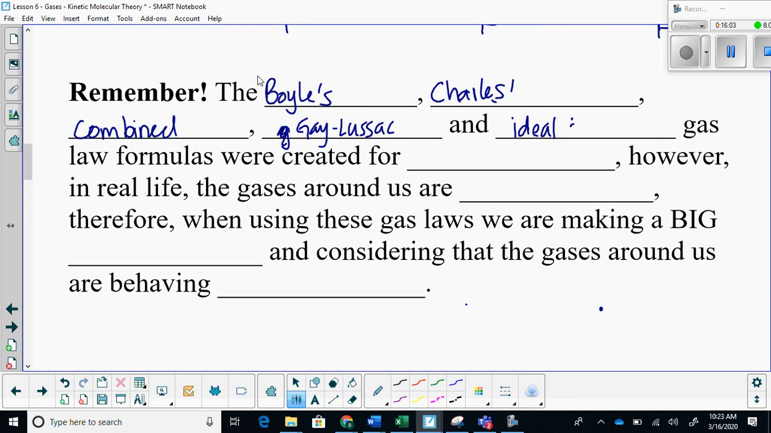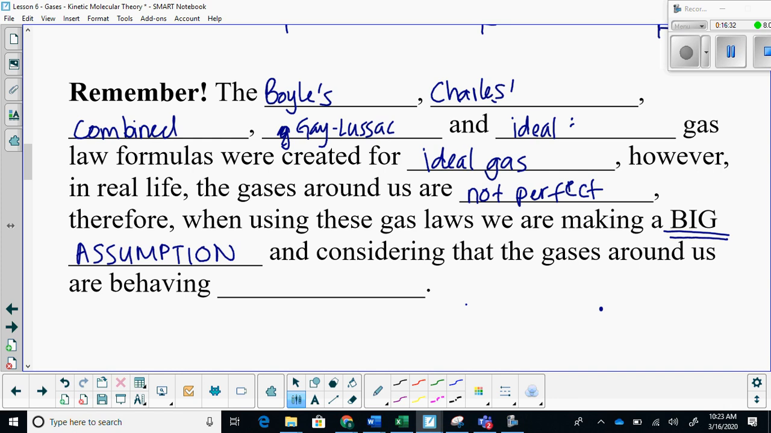And the ideal gas law formulas are all created for ideal gases. So gases that behave perfectly. However, in real life, the gases around us are not perfect. Like a lot of things in our life, nothing's perfect. Therefore, when using these gas laws, we are making a very big assumption, considering that the gases around us are behaving ideally. Okay? So the general thing that I'm trying to say here is all these formulas that we're going to learn in this unit are based on the gases around us behaving ideally. However, the gases around us are not ideal, they are real, so it is a big assumption that we are making when we do these calculations.